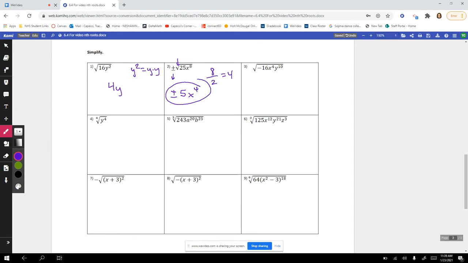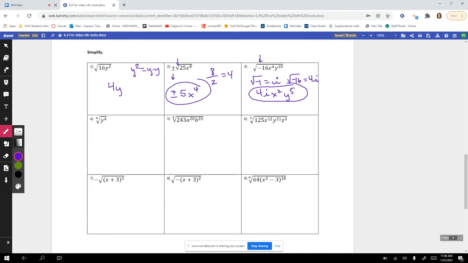Now the same thing with number 3. The difference here is we have a negative sign, right? So remember that the square root of -1 is equal to i. So the square root of -16 is going to equal 4i. So that's going to go out front, 4i. And then we have x to the 4th, the square root of that is x squared. And then y to the 10th, the square root of y to the 10th is y to the 5th. So that's our final answer right there.